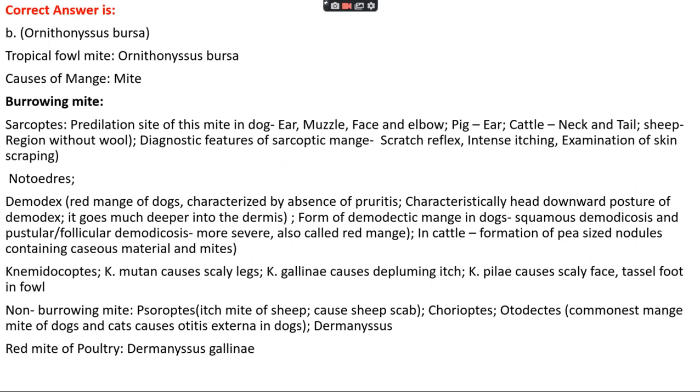There are two types of mites we find, burrowing mites and non-burrowing mites. Burrowing mites mainly include Sarcoptes, Notoedres, Demodex, and Knemidocoptes. While non-burrowing mites include Psoroptes, Chorioptes, Otodectes, and Dermanyssus.